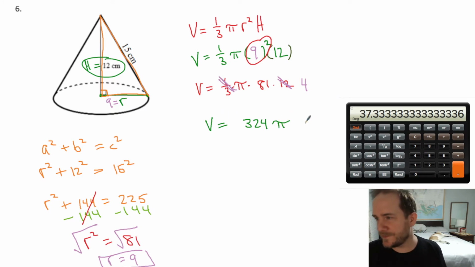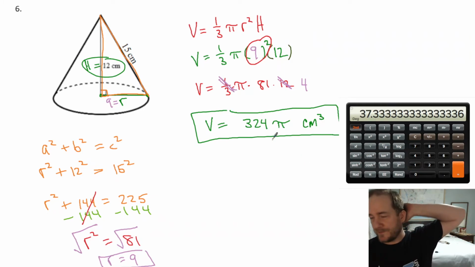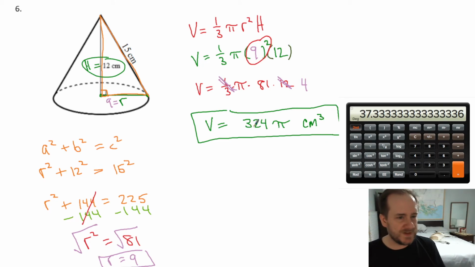But that's it. Those are cubic centimeters. And I'm not going to ask you to round your answers off to the nearest tenth or whatever, but if you really wanted to do 324 times pi, go ahead, but I'm just leaving my answer as 324 pi. Okay, that's 6. Are there any more?